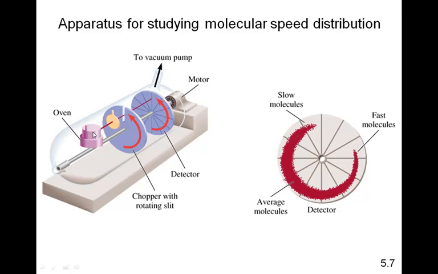So we take our substance and we heat it up in the oven, and now it's a gas and it's coming out of the oven and going through this opening right here, and it goes to this wheel which spins, and it goes through the slit when it comes around, and then it hits this detector right there, which is also a wheel which turns at the same time, and we get a distribution that looks like this. Here are the fast molecules, here are the slow molecules, average molecules. See, we get most of the molecules a certain distance away from this average.